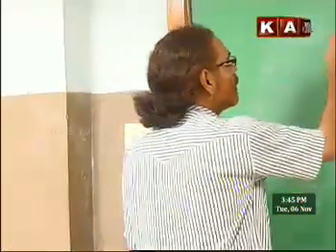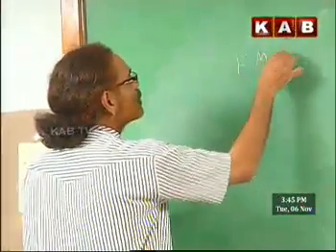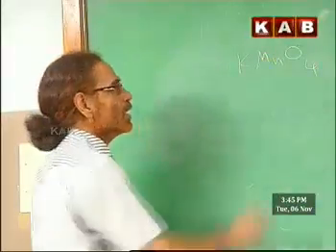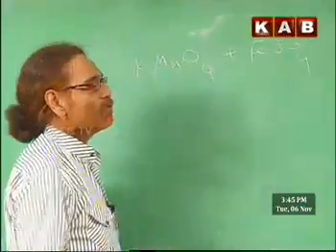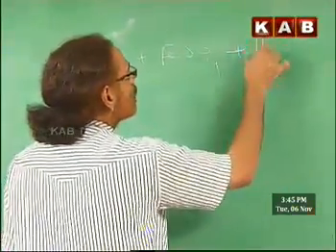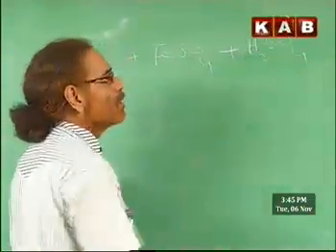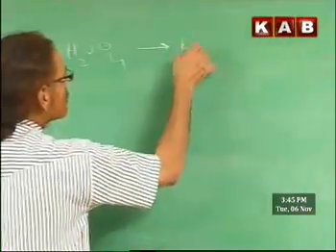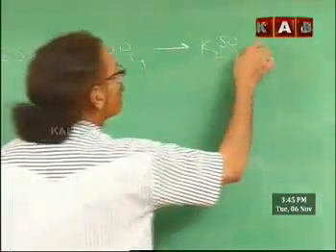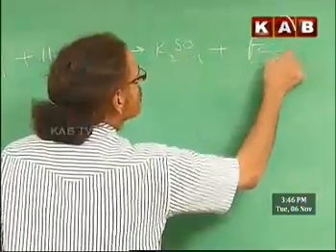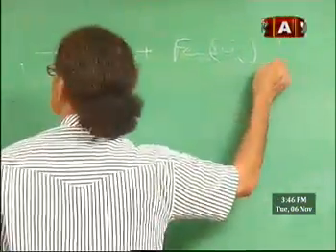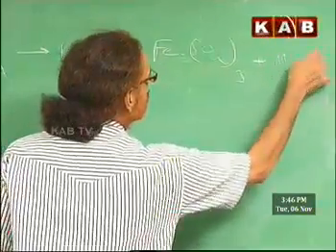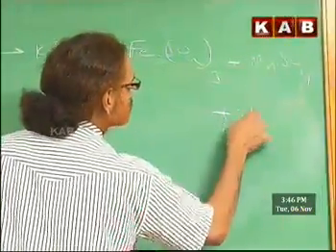Suppose I write one equation here. Potassium permanganate, FeSO4, ferrous sulfate, sulfuric acid, producing potassium sulfate, ferric sulfate, manganese sulfate and water.